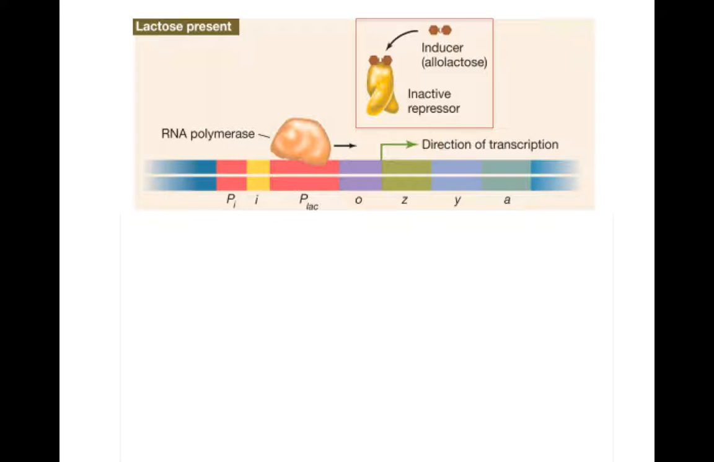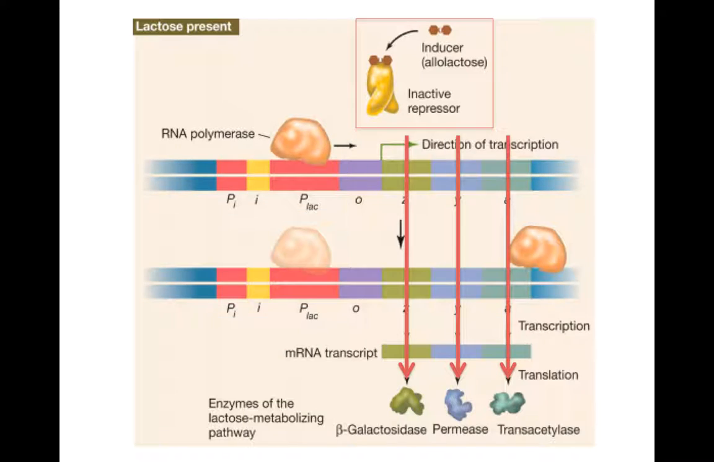lac operon. In order for this to happen, lactose, after having been converted into an isomer called allolactose after entering the cell, actually inactivates the repressor protein, and it no longer interferes with transcription. This means that LAC-Y, LAC-Z, and LAC-A genes are free to be transcribed and to break down lactose.